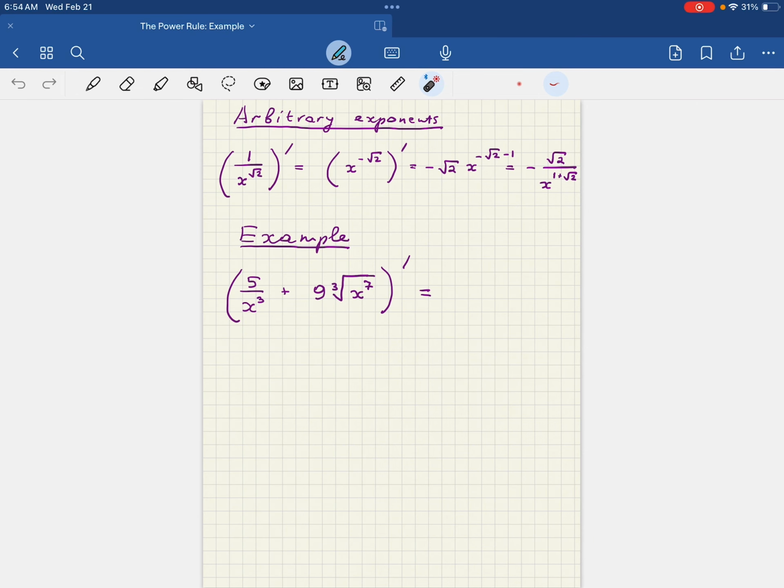Here's an example with an arbitrary exponent, 1 over x raised to the power square root of 2.